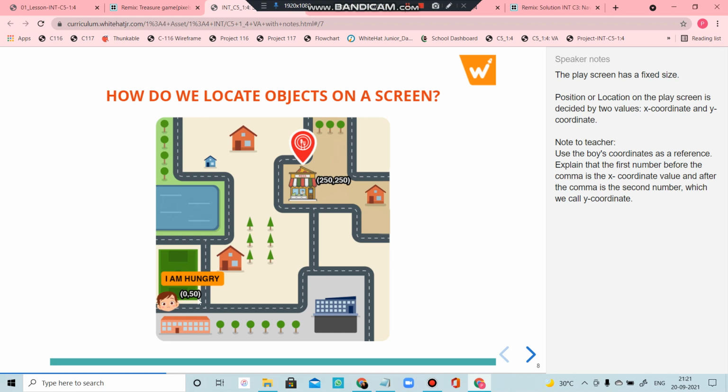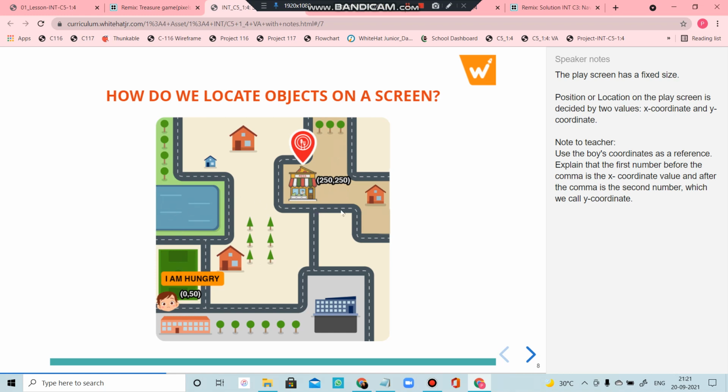There are two numbers given here. It says 0, comma 50. So we are referring to the x coordinate and y coordinate. As I was telling you, when the sprite has to move horizontally, that means from east to west or west to east, then we use the x coordinate. And if the sprite has to move vertically, that means from south to north or north to south, then it is the y coordinate.